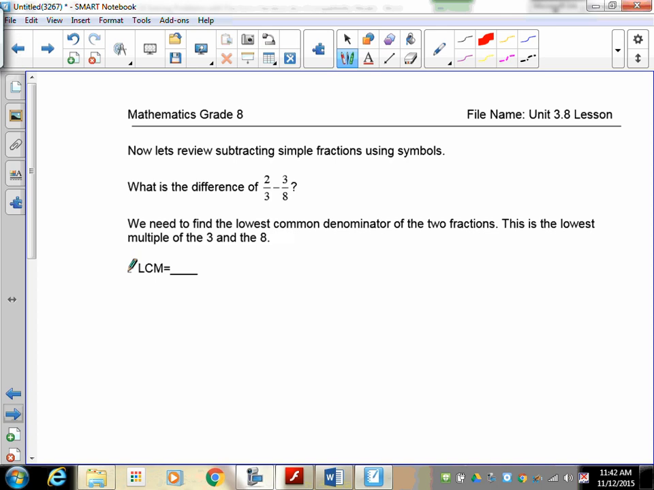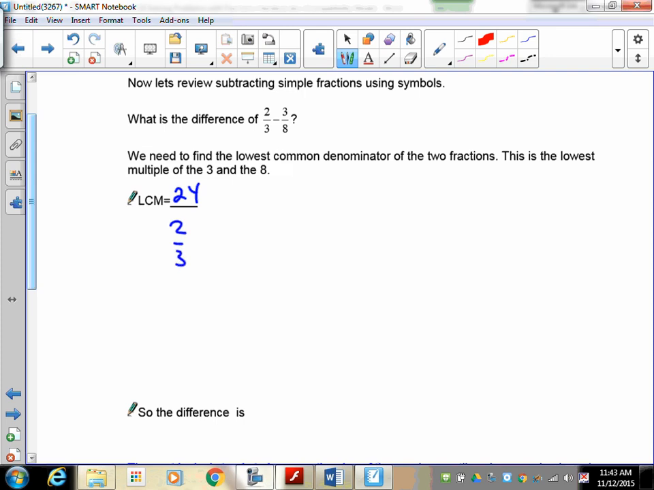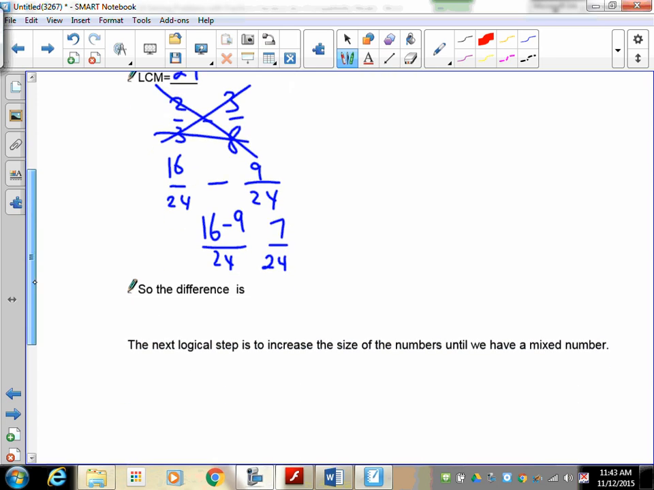All right, subtraction. Same thing as we did before. Only this time, instead of putting the numerators together, we're going to subtract the numerators. So our LCM, lowest common multiple of 3 and 8, is still 24 in this case, just like previously. So we're going to have 2/3 minus 3/8, and I'm going to go to 24. 2 times 8 is 16, 3 times 3 is 9, so I have 16 take away 9 over 24, and 16 take away 9 is 7/24. So in this case, the difference is 7/24.